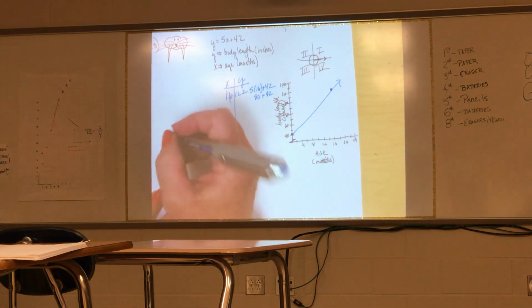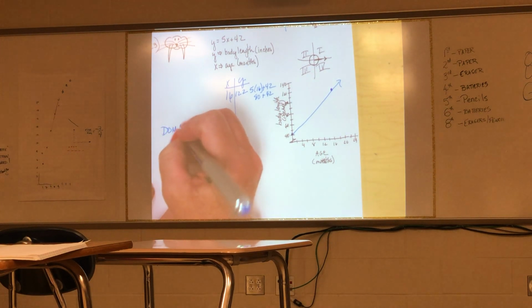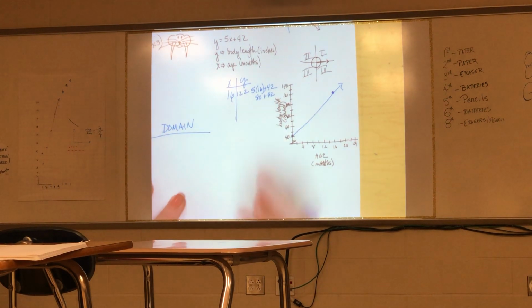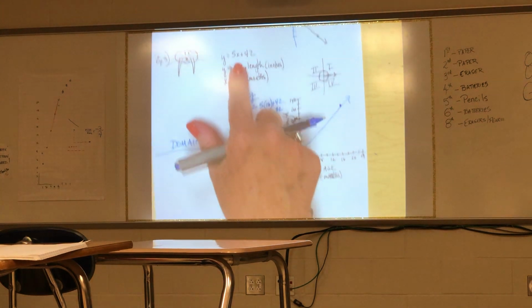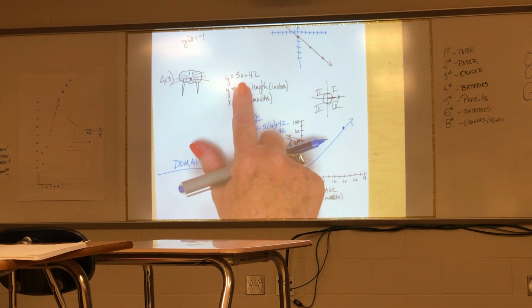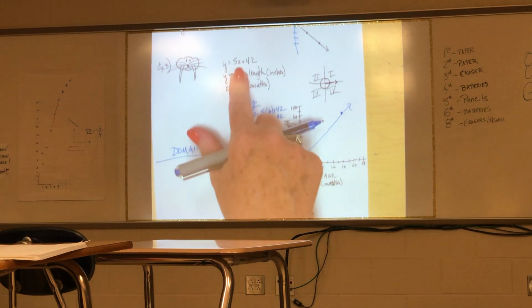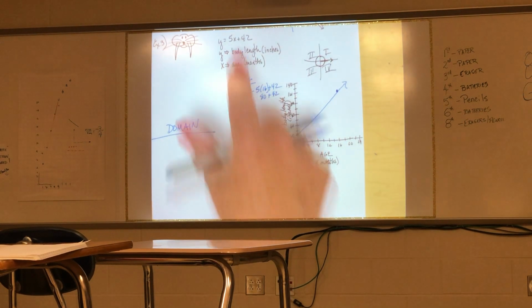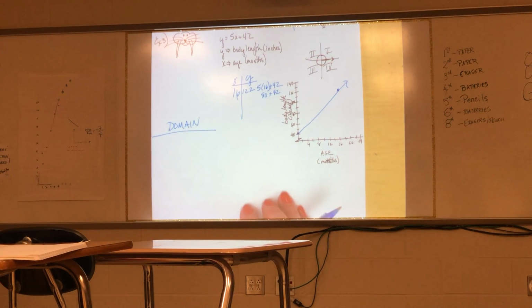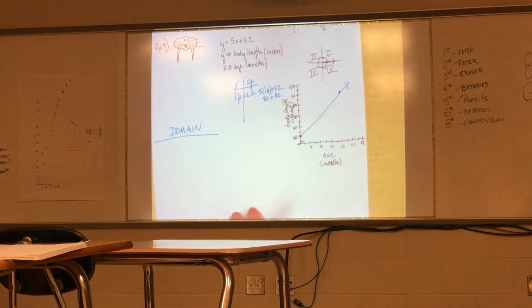So let me ask you this. Let's talk about his domain. Now, is this not a line right here? Is this a line? What did we say the domain for all these lines was? Negative infinity to positive infinity. What about this one right here? It'd be 42 to positive infinity. Domain. Does it go from negative infinity to positive infinity? No.